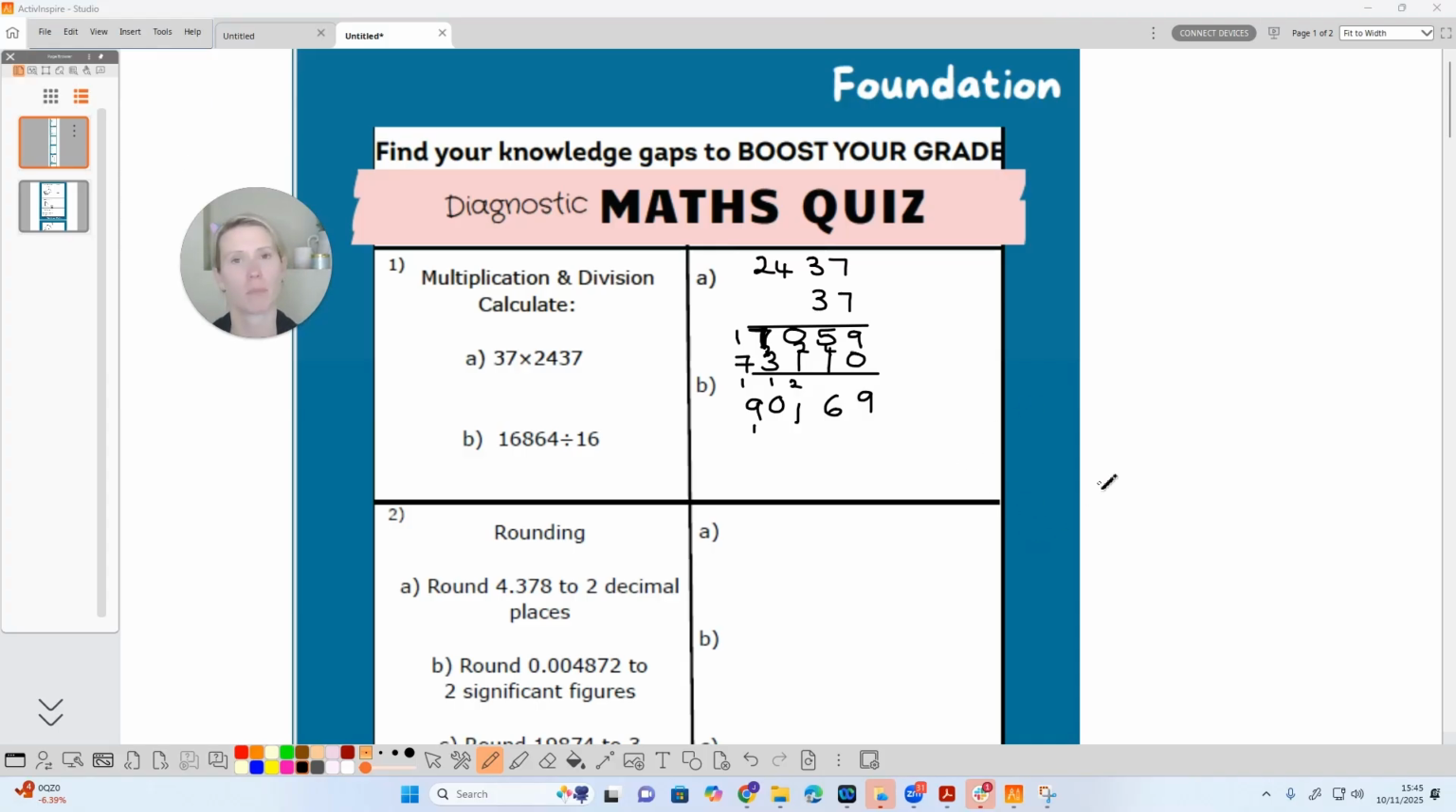If times tables are one of your weaknesses, they flow through all of maths. It's something that I'd really recommend working on. Contact me and I can give you the name of any apps that I'd suggest.